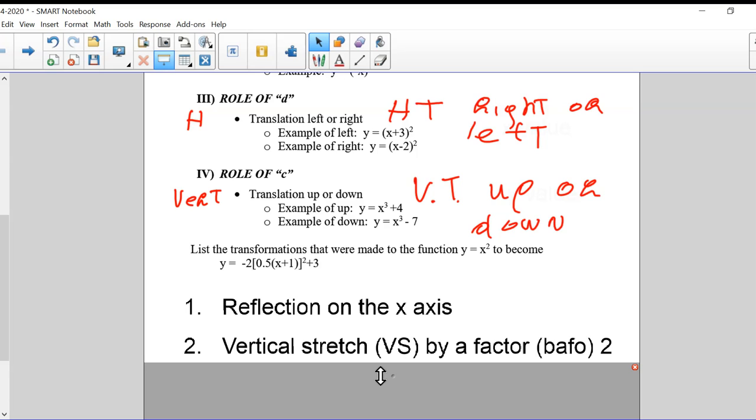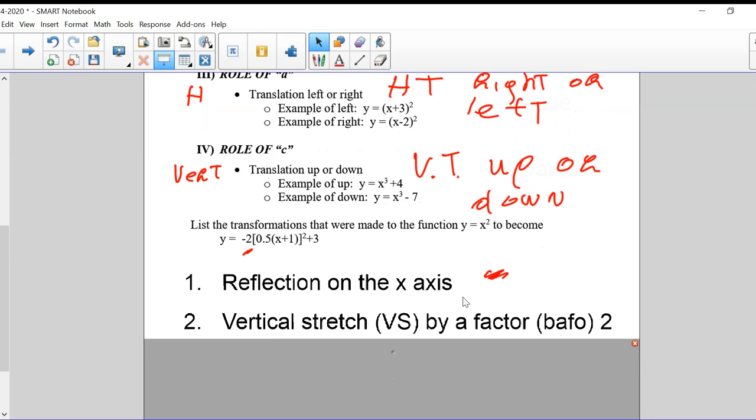Let's see what else we have under here. So you guys have left out some stuff. There's a vertical stretch by a factor of 2. That's what this 2 in the front does right here. It's a reflection on the x-axis, right? That's what the negative does. Notice I'm using another abbreviation here. Vertical stretch is VS, and by a factor of is BAFO. You're welcome to use that.